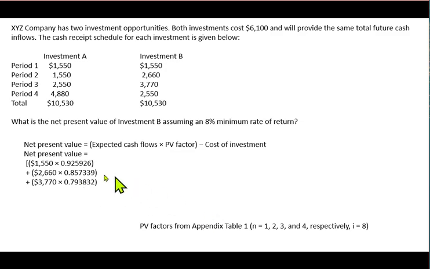And you can see that these present value numbers, as you go further out in the future, they're worth less money. These cash numbers are worth less money because you have to wait longer to get your money. And then finally, the fourth one, 2550 times 0.73, so on and so forth. Add them all together and subtract them from $6,100, and the net present value of this investment B is going to be a positive 2483. So you should go ahead and do that because it's a net present value that's a positive number.